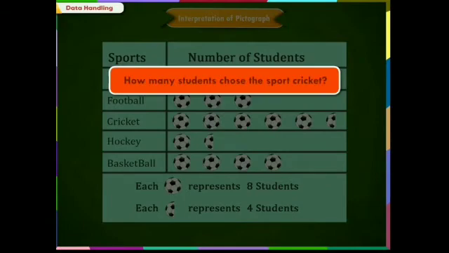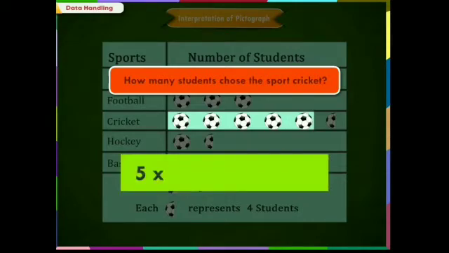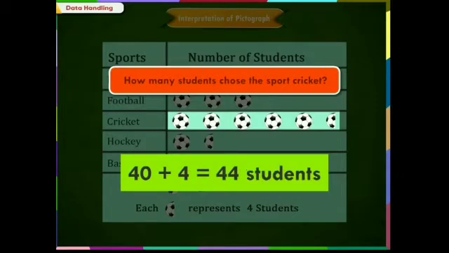How many students chose the sport cricket? Let us count the pictures here. 1, 2, 3, 4, 5. 5 full pictures means 5 into 8 equals 40 students. And 1 half picture means 4 students. This means 40 plus 4 equals 44 students.